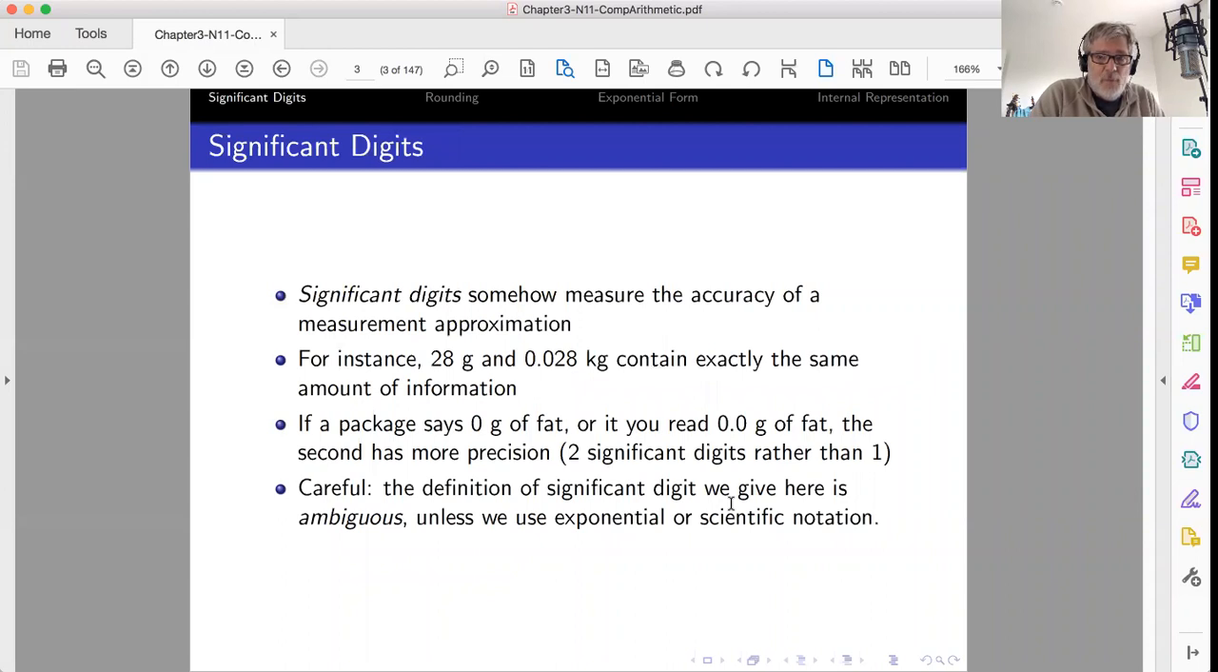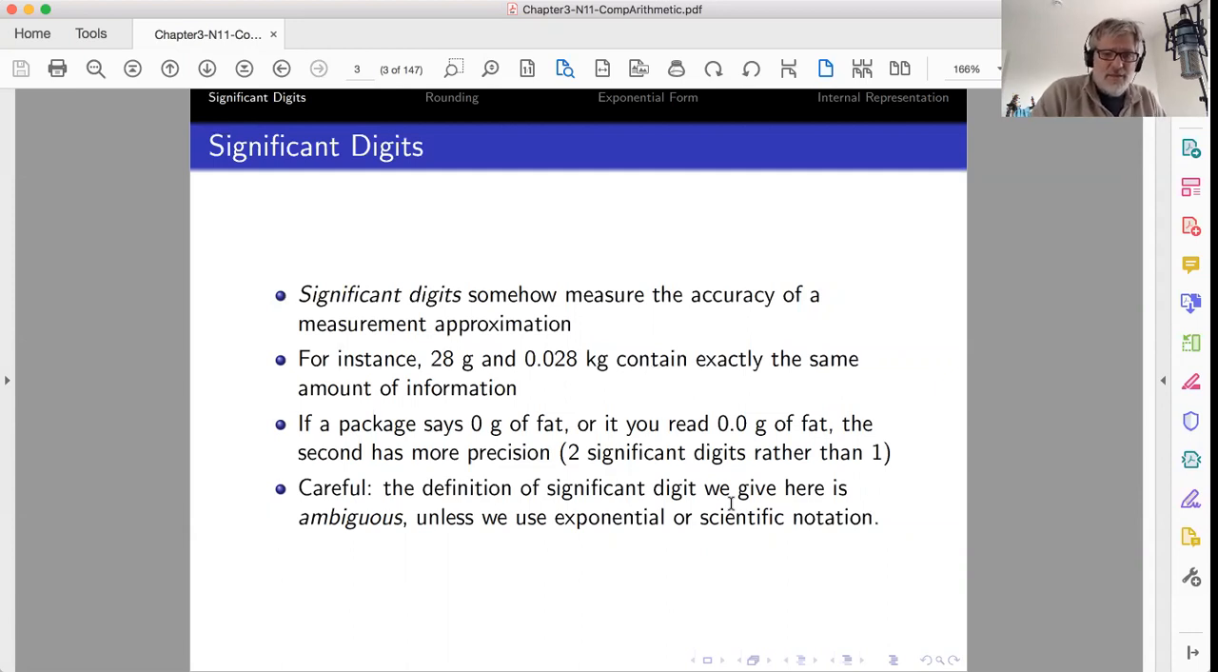Roughly said, this is something that measures the accuracy of a measurement approximation. To illustrate this, I'm going to give you two little examples. Suppose that you're reading on a package that what you're buying has a weight of 28 grams. Whether it's written as 28 grams or 0.028 kilograms, the amount of information in these two ways of writing the numbers is exactly the same.